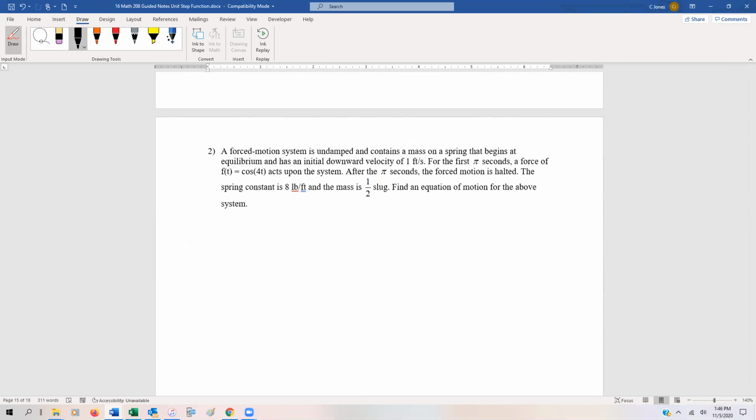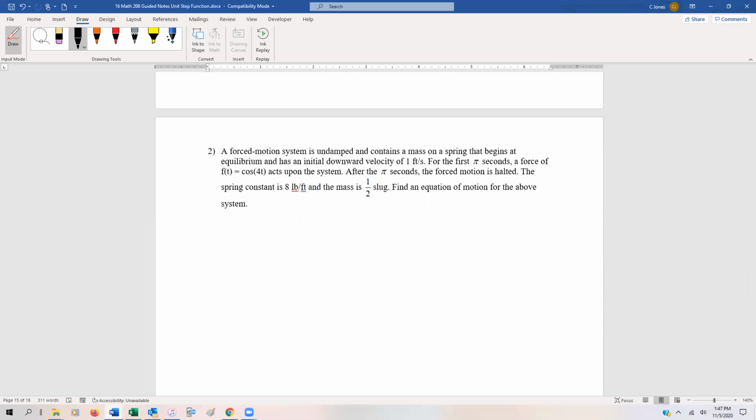So we have a forced motion system. It's underdamped and contains a mass on a spring that begins at equilibrium and has a downward velocity of 1 foot per second. For the first pi seconds, we have cos 4t acting on the system, and then after pi seconds, the force is then halted. We know that we have a spring constant of 8 pounds per foot, and the mass is going to be 1/2 of a slug. Let's find an equation of motion.